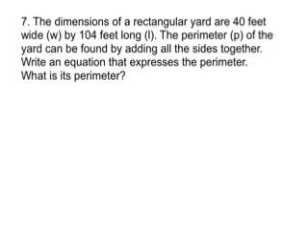Number 7. Uh-oh, it's a word problem. Can we do these? Of course. The dimensions of a rectangular yard are 40 feet wide, W, by 100 feet long, L. The perimeter P of the yard can be found by adding all the sides together. Write an equation that expresses the perimeter. What is its perimeter? So it's asking us to write an algebraic equation or a formula, which is basically algebra, and it tells us everything, which is great.